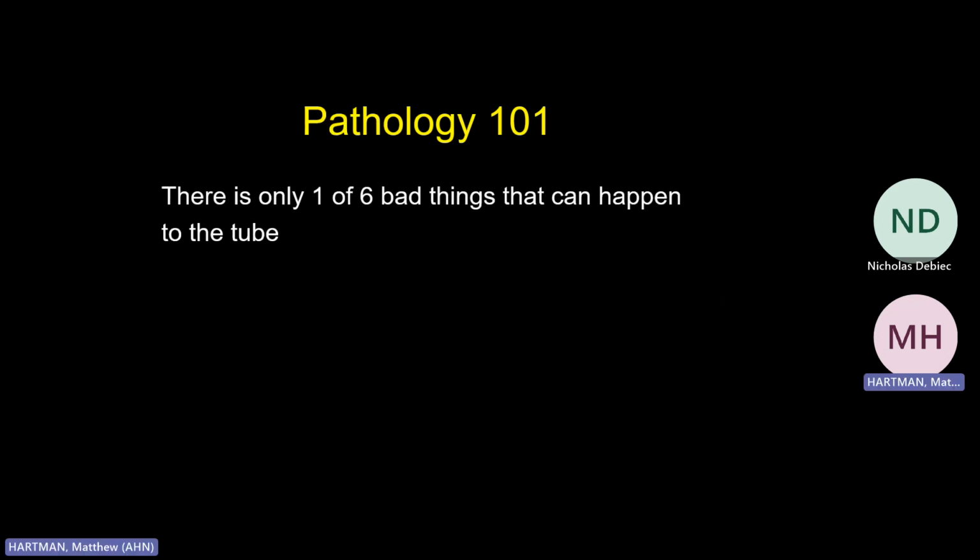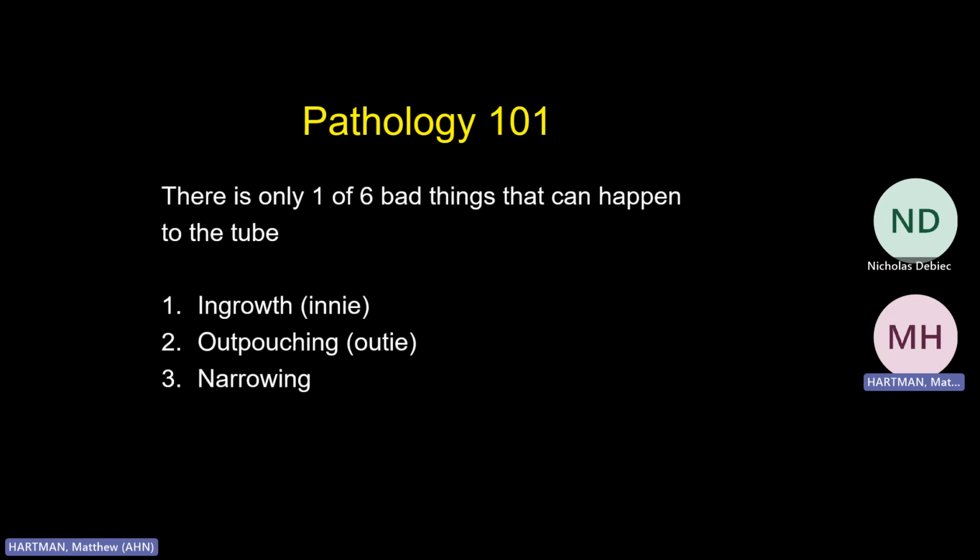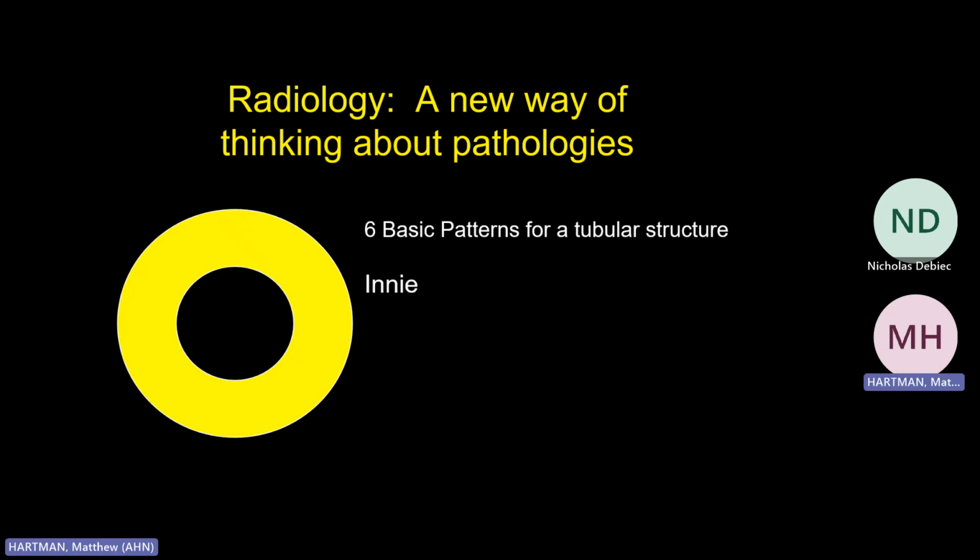Now, pathology. There are only 1 to 6 bad things that can happen to the tube. I call these the Hartman's 6 patterns of pathology. You have an innie, you have an outie, you have narrowing, the tube can be dilated, the tube could be thickened, the tube can be displaced, pushed or pulled. Let's see some examples of these. So here's our tube. You can have an innie, outie, narrowing, dilation, thickening, or displacement.